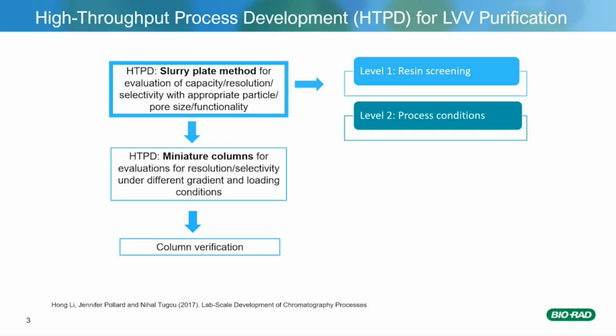For designing the lentiviral purification process, we employed the high throughput process development, also called the HTPD approach. In the first phase, we used the slurry plate technique wherein we screened a list of anion exchange adsorbents on 96 well plate. This study was carried out in 2 levels. The first level involved a broad resin screen wherein the primary goal of the study was to find out which resins provided good lentiviral recovery.